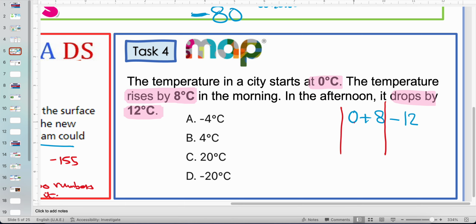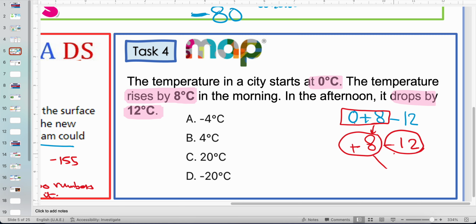Okay? 0 plus 8 is 8. So I did these 2 numbers, 0 and 8. I'm done. Now let's do the negative 12. Bubble out the 12. 8 with what? Positive. Different signs, subtract. So 12 minus 8, it's 4. You take the sign of the 12, which is negative. This is the temperature. That's it.